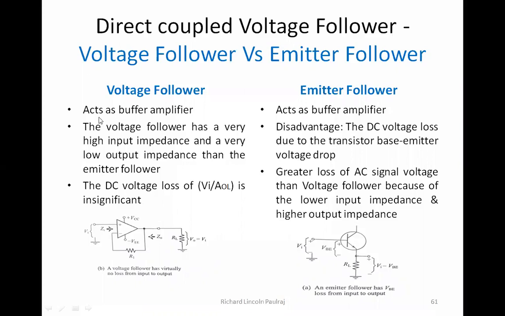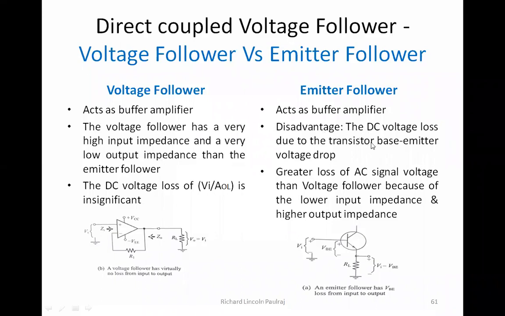So both voltage follower configuration and emitter follower configuration can act as a buffer. The voltage follower has a very high input impedance and a very low output impedance compared to the emitter follower. So this is the concept of op-amp, right? Op-amp is nothing but a voltage follower concept.